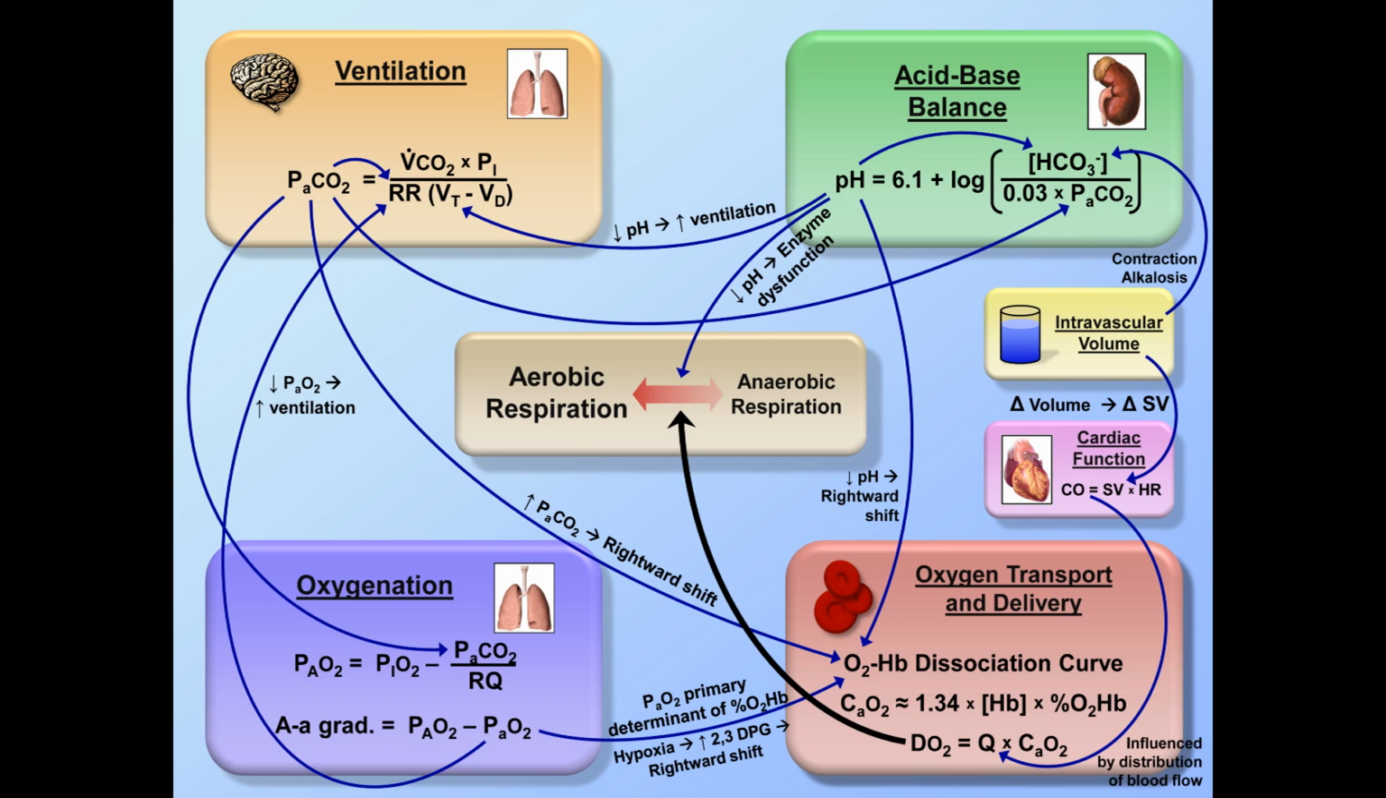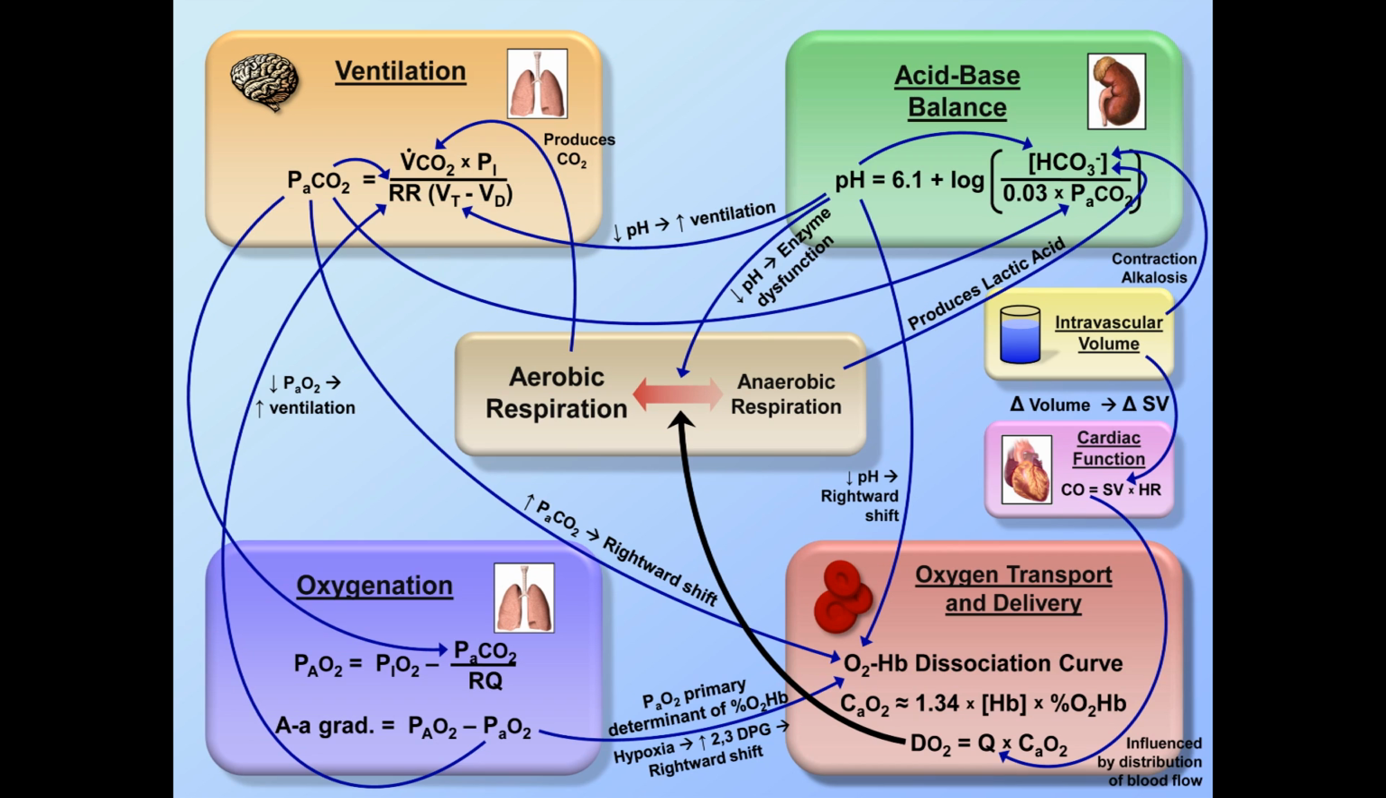And there are two specific and clinically relevant ways in which respiration communicates back to the individual components of the system. First, aerobic respiration directly produces carbon dioxide as a byproduct, which will impact PaCO2. And second, anaerobic respiration results in the production of lactic acid.